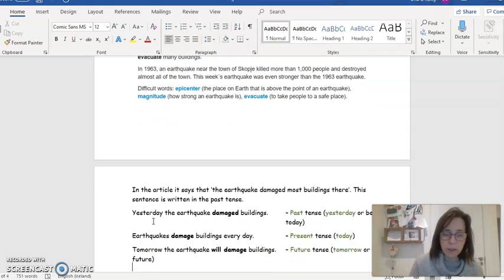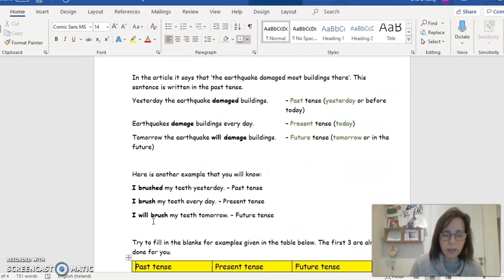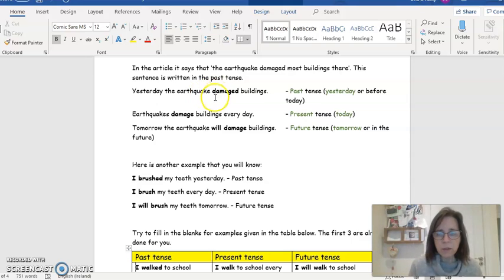Okay, the next part that I want you to look at is some grammar. Okay, so we're talking about past tense, present tense, and future tense. So in the article, it says that the earthquake damaged most buildings there. So this sentence is written in the past tense. Okay, yesterday the earthquake damaged buildings. That's the past tense. So for yesterday or something that happened before today. Present tense, earthquakes damage buildings every day. Okay, that's the present tense. It's happening today. And then tomorrow the earthquake will damage buildings. That's the future tense. So it's something that will happen after today or in the future.